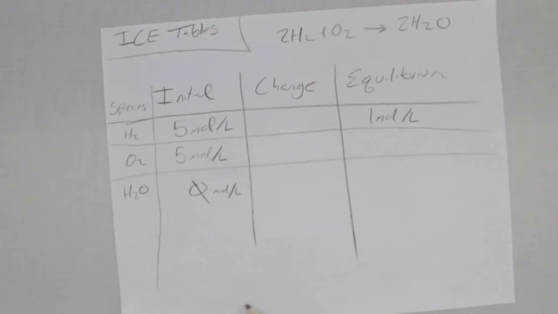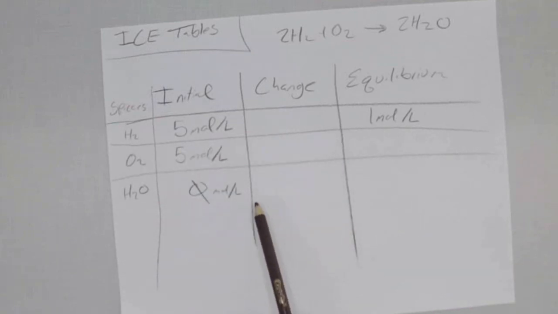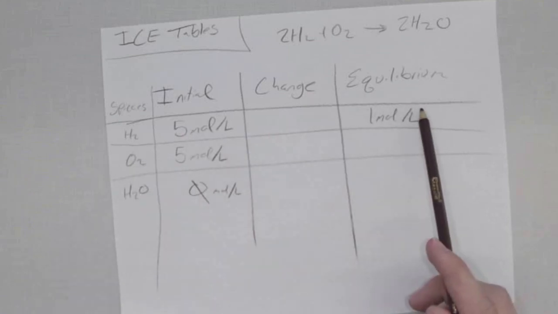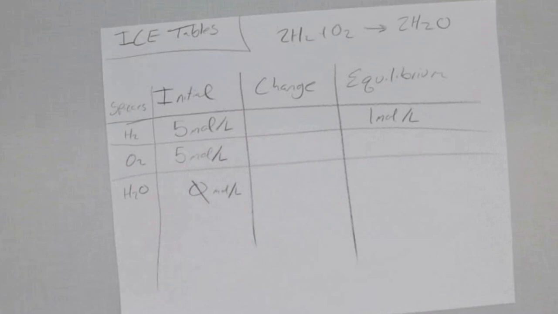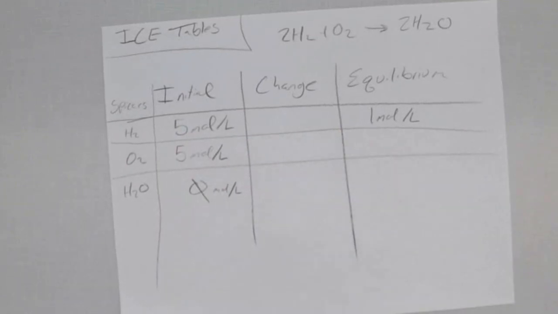So what we can do now is fill in the rest of this table. Since we have all our initials, we'll go to our change. This is how much we expect to either gain or lose in concentration of each species between the initial and the equilibrium. For hydrogen, since we already have the initial concentration and the equilibrium concentration, we can just fill that in.